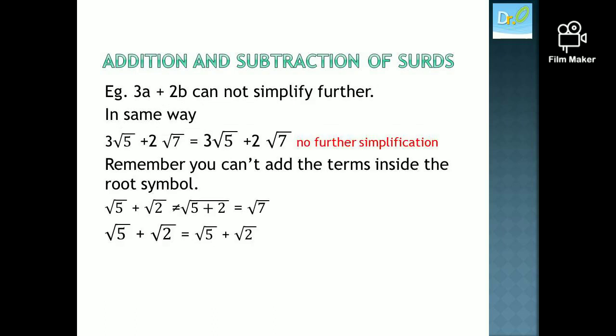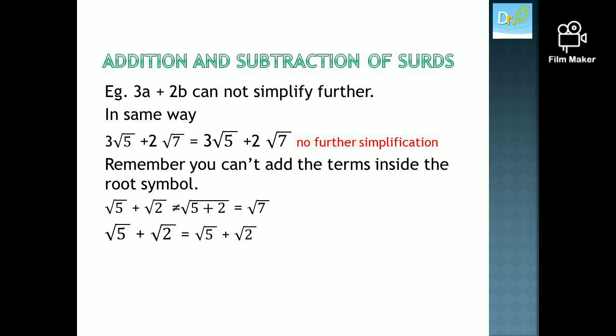You know, children, if you want to add 3a plus 2b, you cannot simplify further. The only answer for this would be 3a plus 2b. In the same way, if you add surd terms where the surd part is not similar, for example, 3 root 5 plus 2 root 7, you cannot simplify this further. What is the reason? Because in the first part the surd term is root 5, and the other one is root 7. Therefore, you cannot add terms having different surd parts.